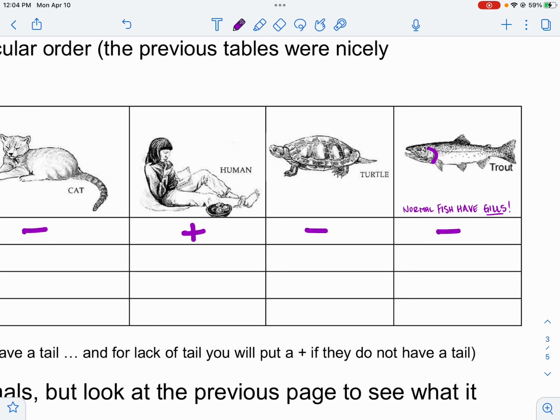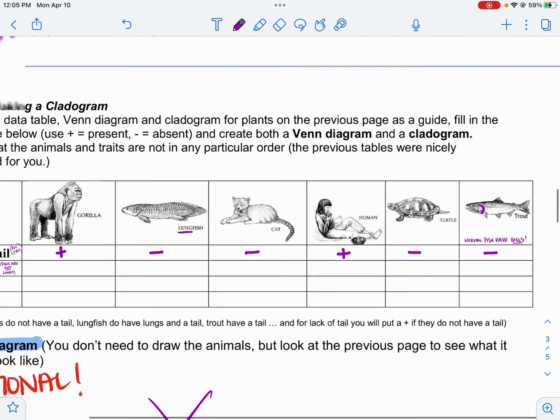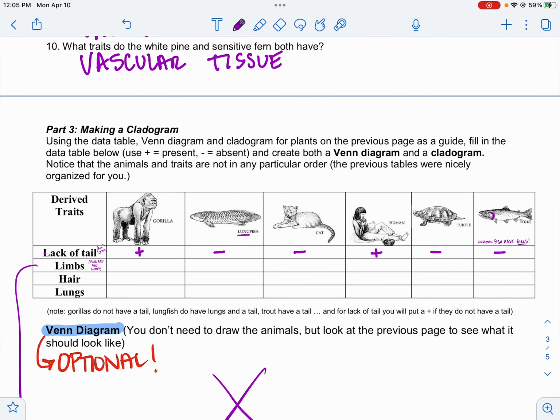Okay, so that one's a tricky one, so I wanted to do that one with you because it was a negative, right? Lack of a tail, no tail. All right, make sure you notice here that this trout, normal fish have gills. So you should be able to figure out the limbs, the hair, and the lungs, all right, based on this information here. Okay, so then you're just going to go straight across, right? Gorillas are going to have limbs. Lungfish don't have limbs, right? Fins are not limbs, so you're going to put a minus.